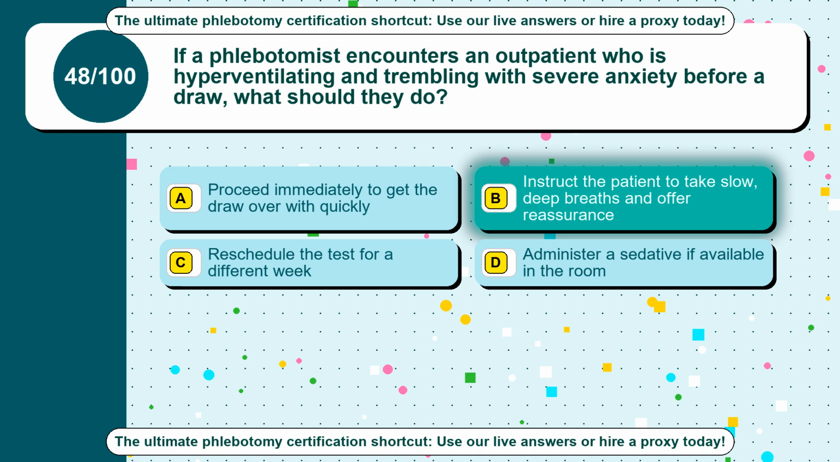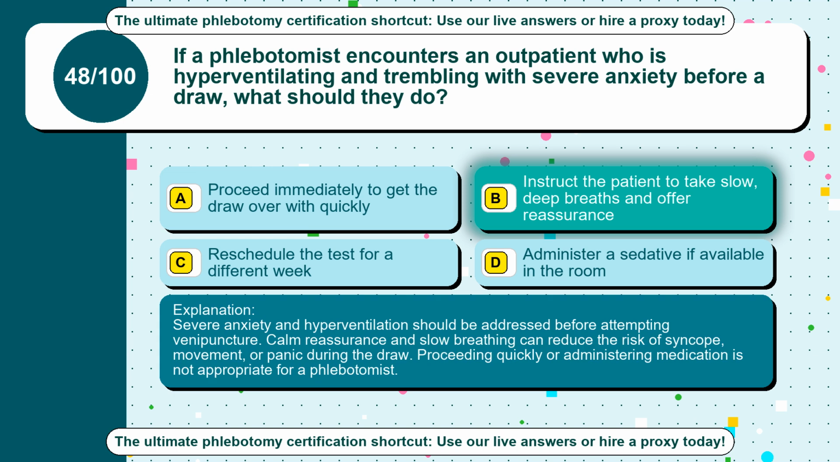Instruct the patient to take slow, deep breaths and offer reassurance. Severe anxiety and hyperventilation should be addressed before attempting venipuncture. Calm reassurance and slow breathing can reduce the risk of syncope, movement, or panic during the draw. Proceeding quickly or administering medication is not appropriate for a phlebotomist.